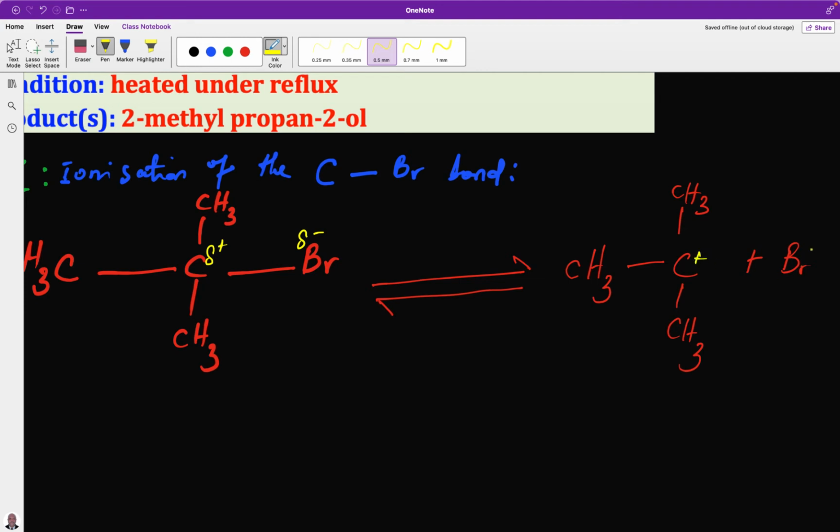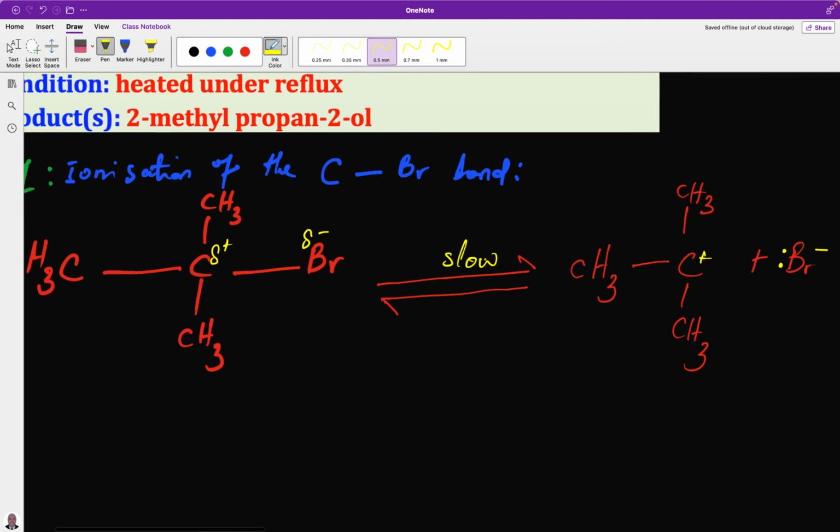This is a carbocation. The bromide leaves them. The bromide is the leaving group. So what happens here? This step is slow. This is a slow step. So what is happening here?